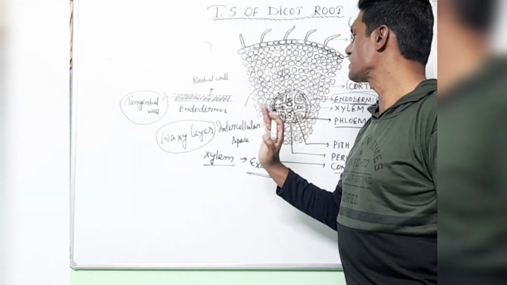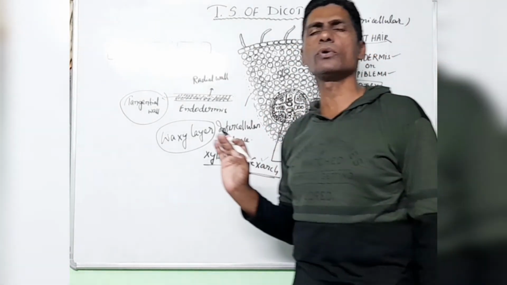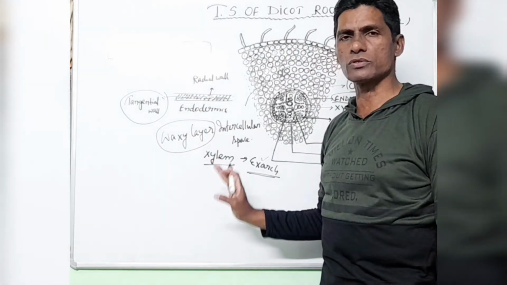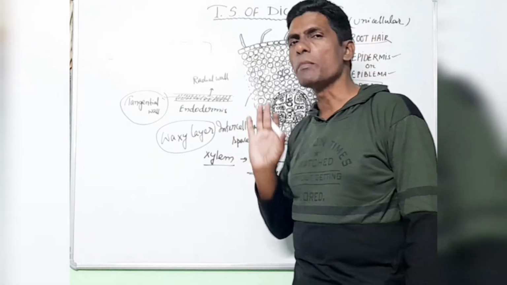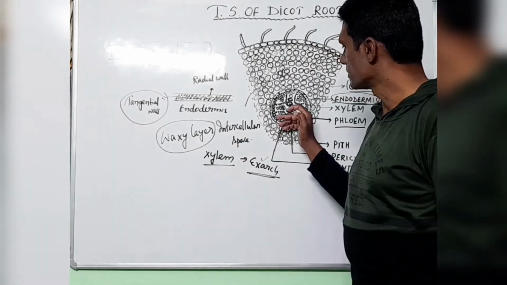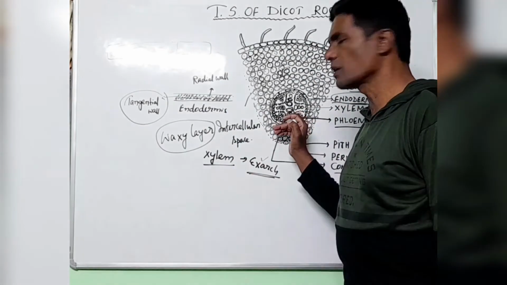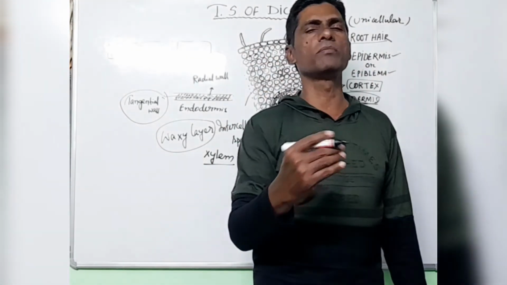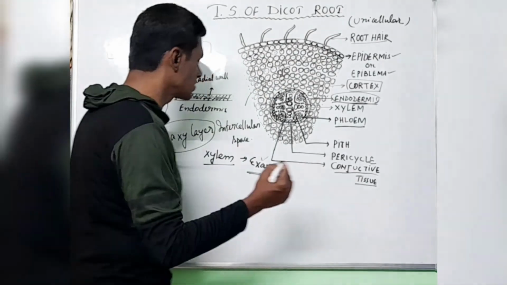So we can differentiate dicot root from monocot root very simply. All parts are available in monocot root also, in the transverse section of monocot root. But the difference is that here the number of xylem tissues is 4 to 6, but in monocot root the xylem tissue will be more. We can say polyarch condition.